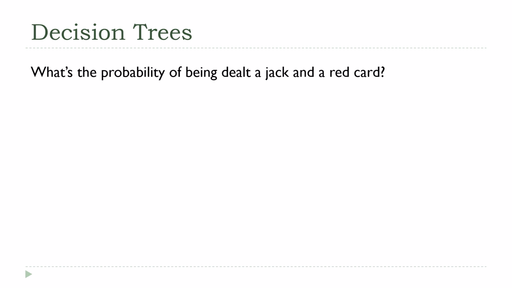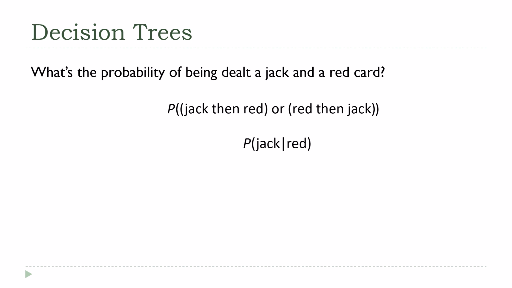I could approach this with conditional probabilities, like we did in the last lecture, and I'd have to split it up this way: jack then a red card, or a red card then a jack. But doing this, at some point, I'm going to have to calculate a probability like this one. What's the probability of being dealt a jack given that the first card was red? And this is tricky because it depends. If that first card was a red jack, the answer is different than if it was something other than a red jack. We could make it work. It is possible to do it that way, but it's a little complicated.